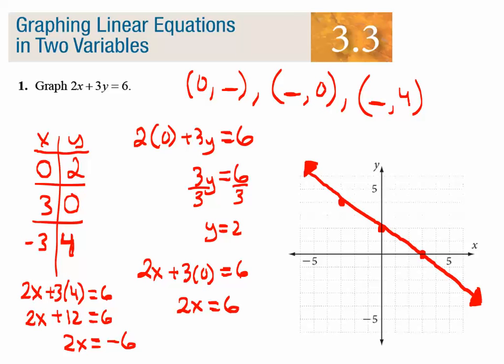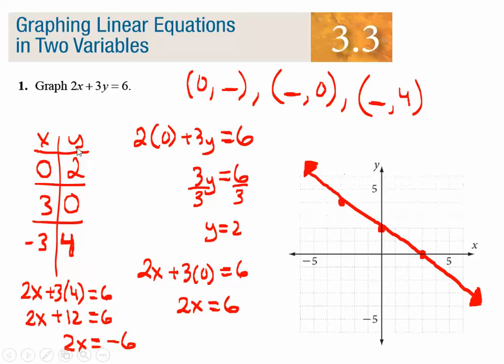All right, put a line through them. Don't forget to put arrows on both sides. Arrows on both sides means it keeps on going. Okay, and again, we're going from slower to faster and faster. Okay.